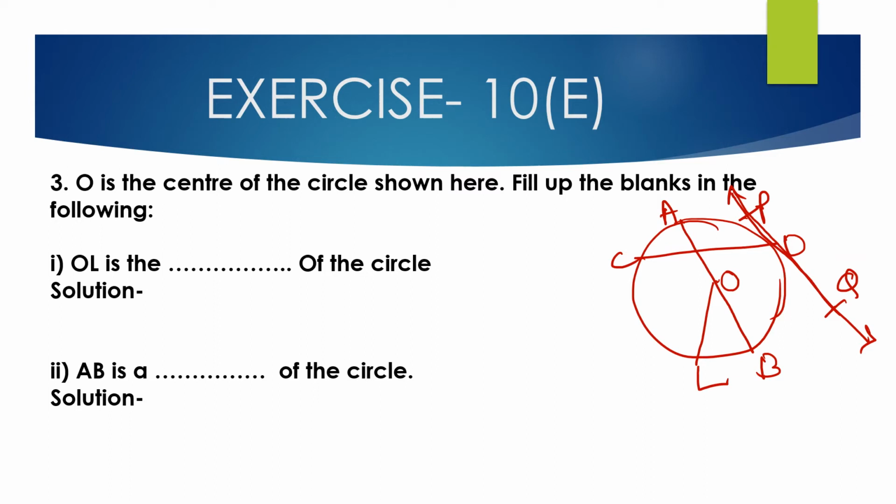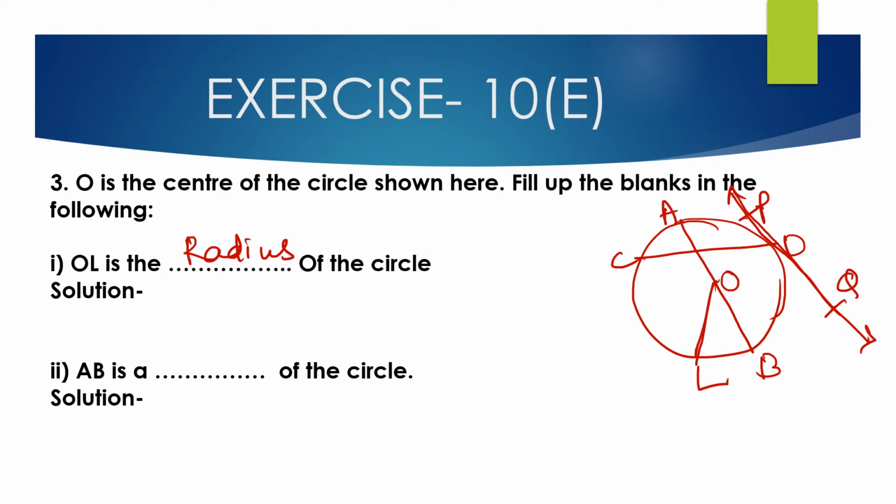OL is the dash of the circle. OL is the radius of the circle. This is the radius, from the center O to a point on the circle. So OL is the radius of the circle.